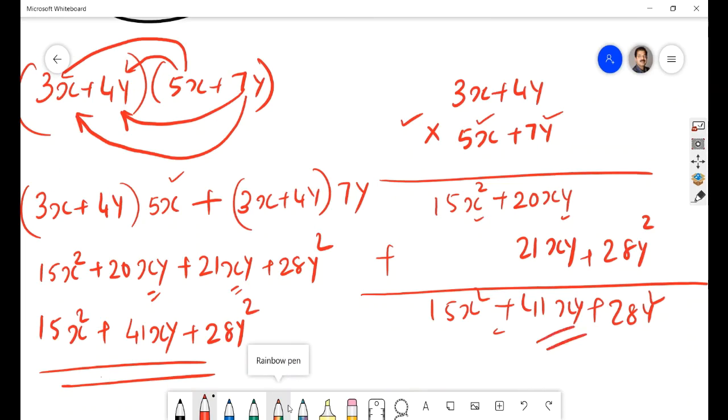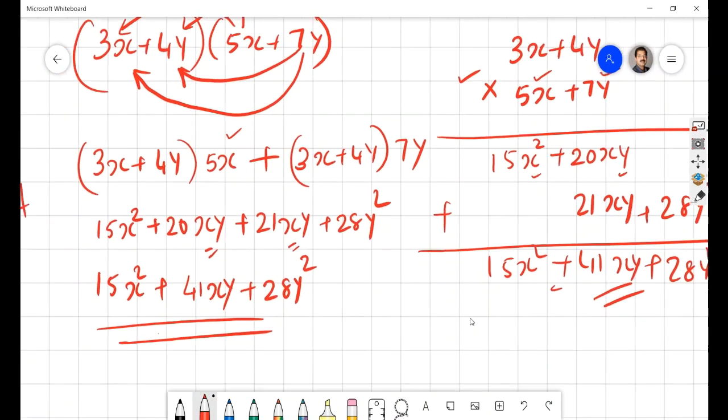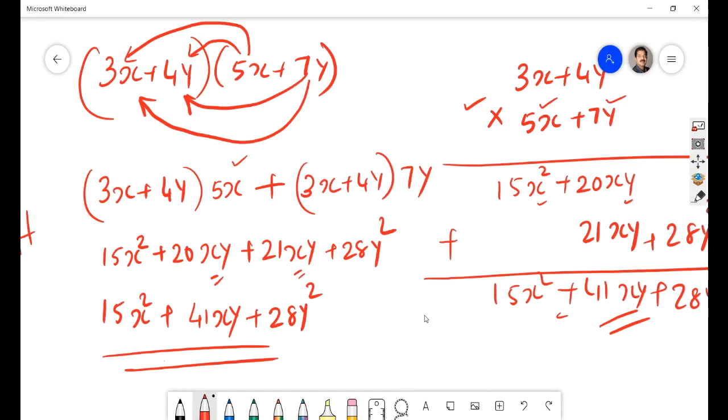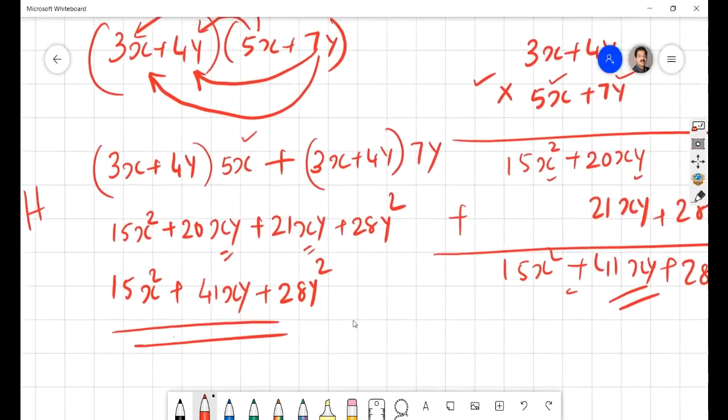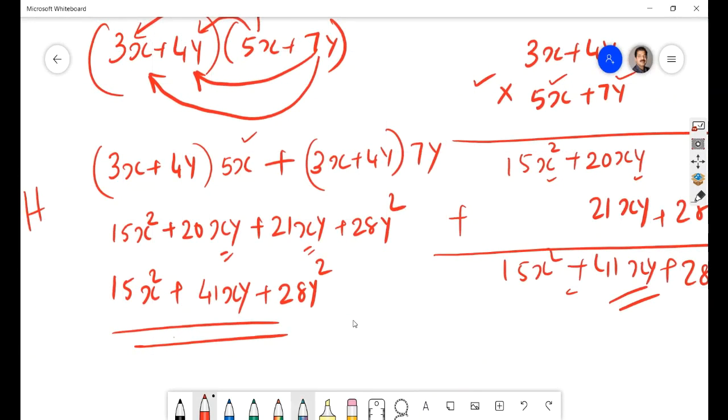And meanwhile, I would like to tell you one important thing. This horizontal arrangement, I did 3x plus 4y multiplied by 5x over here, right? It can be 5x plus 7y multiplied by 3x, then 5x plus 7y multiplied by 4y, you will get the same answer. It is up to you to decide which one to be multiplied. The sense is that if you are multiplying 4 into 3, you will get 12. If you multiply 3 into 4, then also you will get 12. Understood. So there is an option over here.